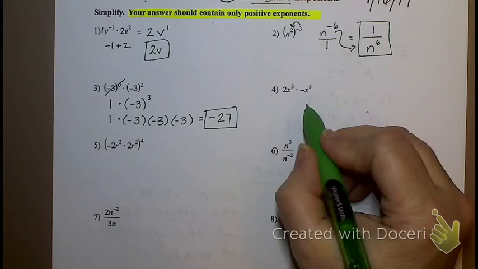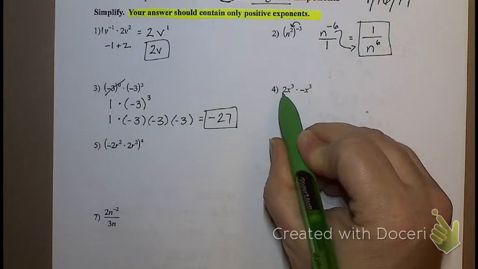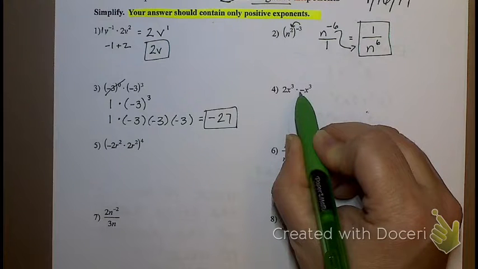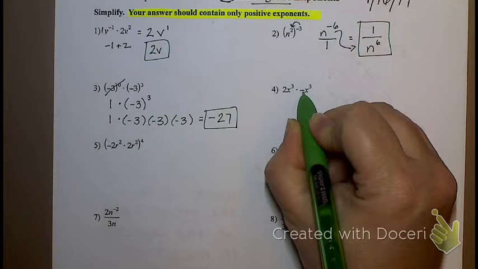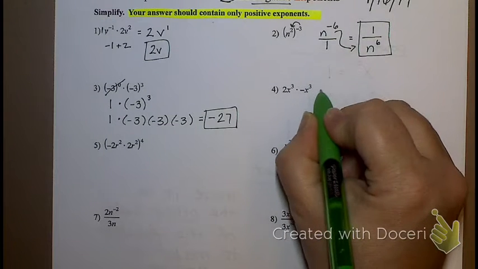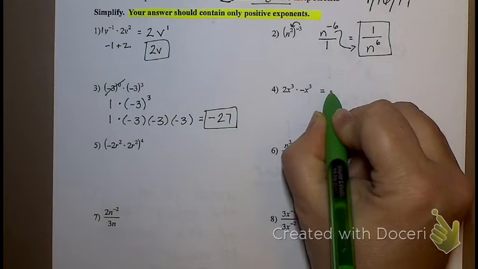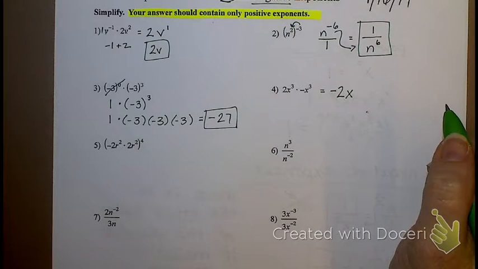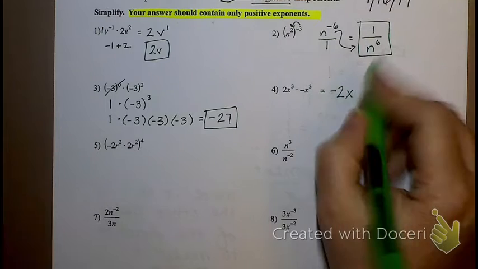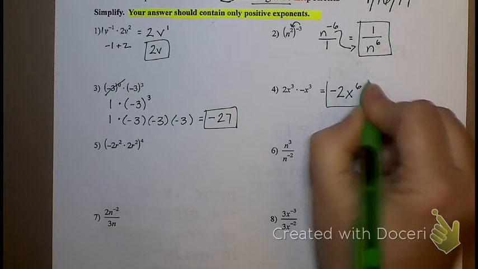All right, number 4. I have a positive coefficient times a negative coefficient. What's that going to give me? 2 times negative, technically that's negative 1, right? So what is 2 times negative 1? Negative 2. And what am I going to do with those exponents on the x's? Add them. 3 plus 3 is? 6. There's my answer.